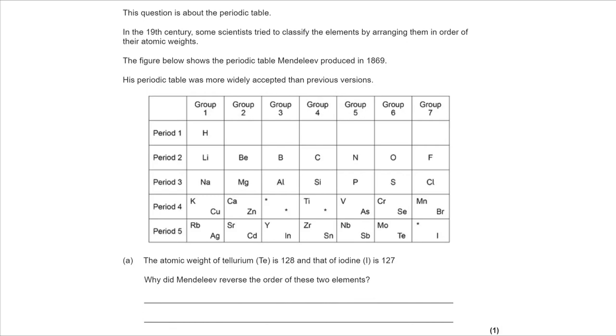So for part A, we've got a huge amount of information here. Lots of people had tried to come up with ways of classifying the elements. Mendeleev produced the table that we see here in 1869, and it was better accepted than those that had come before them. There were certain things that he changed, and this part A deals with that. The atomic weight of tellurium is 128, iodine is 127, but he did reverse them. The question here is, why did he reverse them?